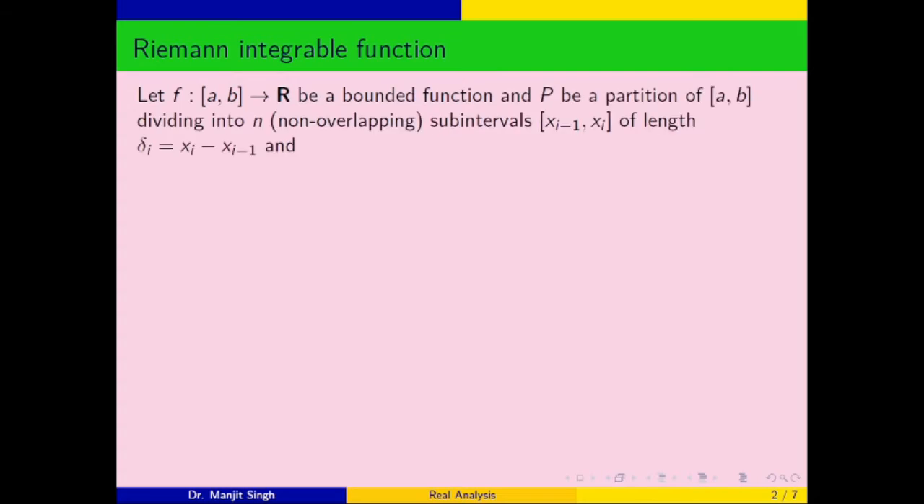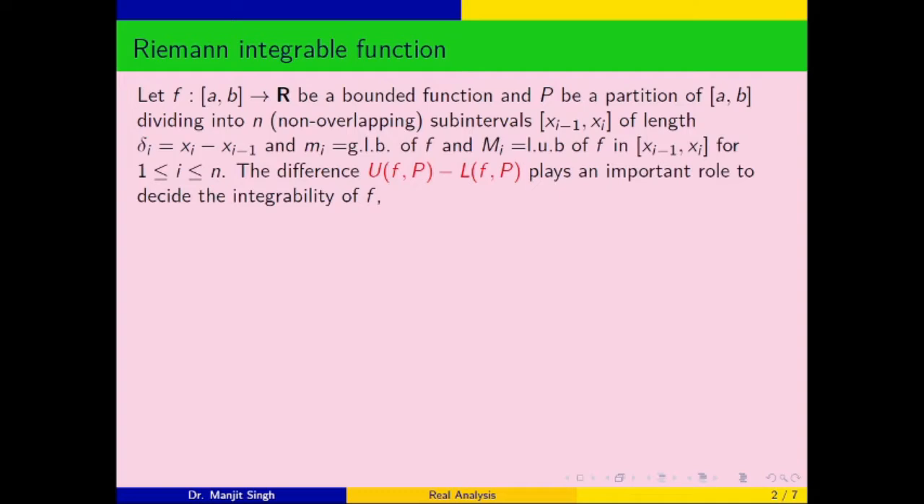Let f be a bounded function defined on a closed interval [a, b], and P be a partition of the interval [a, b] into n non-overlapping subintervals [x_{i-1}, x_i] of length delta x_i. Since the function is bounded in the whole interval [a, b], it will be bounded in these subintervals, and therefore we may take the greatest lower bound and least upper bound of the values of f in each subinterval. Capital M_i is the least upper bound of f in the subinterval [x_{i-1}, x_i], and small m_i is the greatest lower bound.